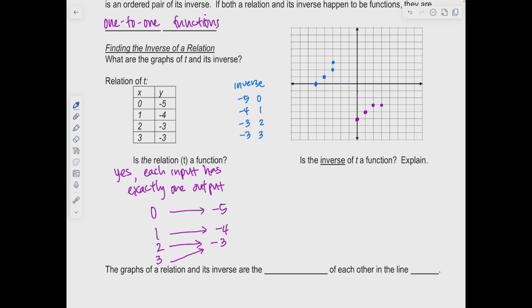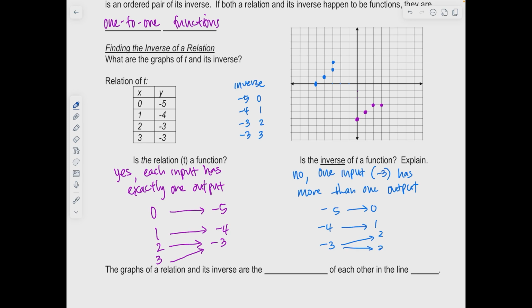So the question now is, is the inverse a function? It would be no, because one input, and I'm referring to -3, has more than one output. If you think about it as input-output, -5 has one output of 0, -4 has one output of 1. However, -3 has more than one output. -3 has 2 outputs, so therefore it is not a function.